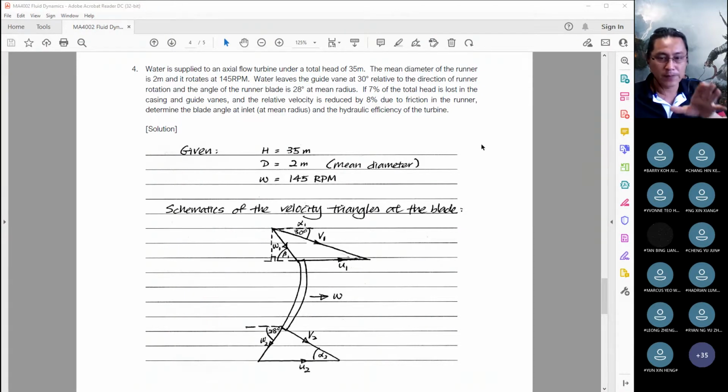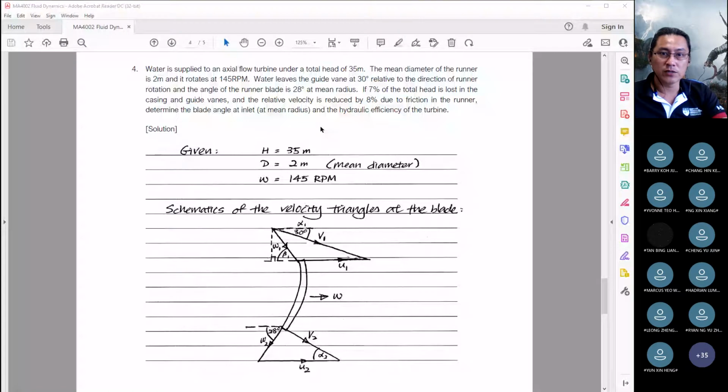Let's take a quick look at question 4. Question 4 is a bit confusing because there are some technical terms that we use to describe certain features of the turbines. So just bear with me, and I'll explain what these terms are. For the question, let's run through it.